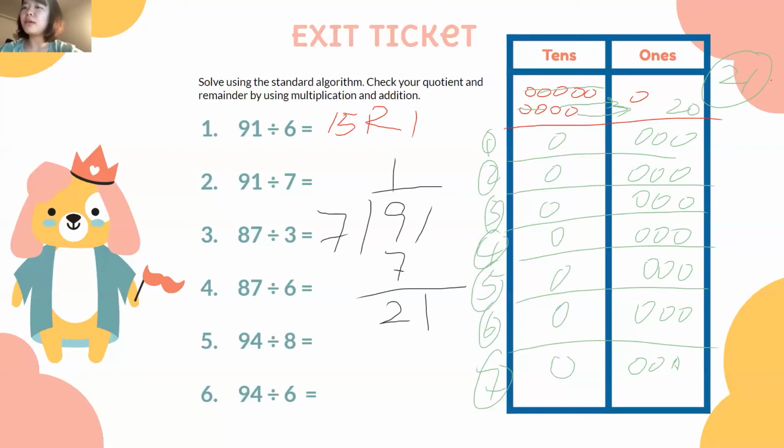And we'll put 3. 3 times 7, that is 21 as well. And 21 minus 21, that is 0 left. So the answer for this one is 13.